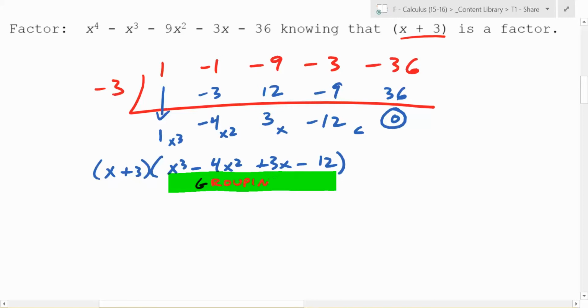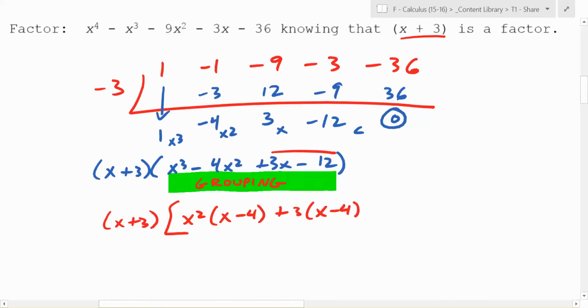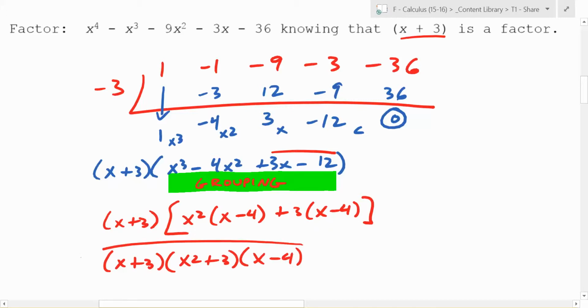Grouping. Exactly. So it's going to be x plus 3. What can you factor out? x squared times x minus 4. What do you factor out of the next two right here? 3 times x minus 4. So what does it turn into? x plus 3 times x squared plus 3 times x minus 4.